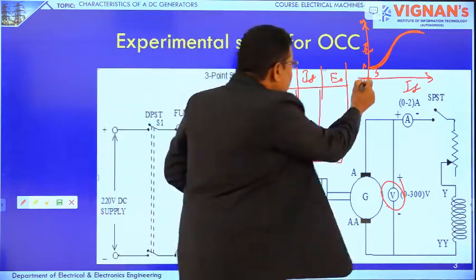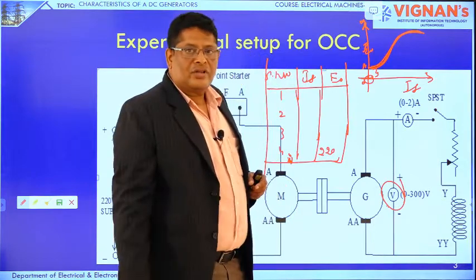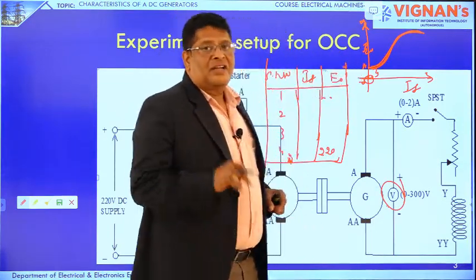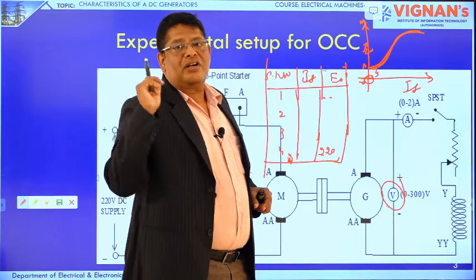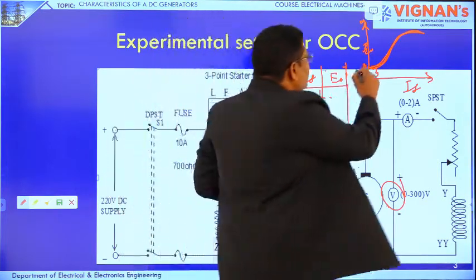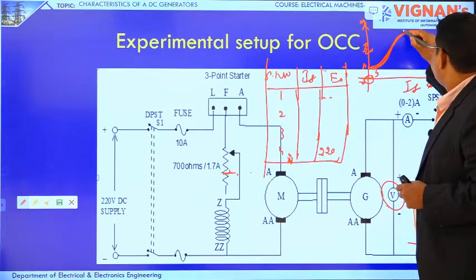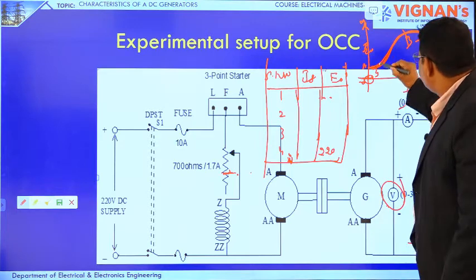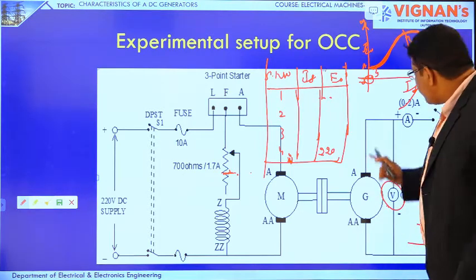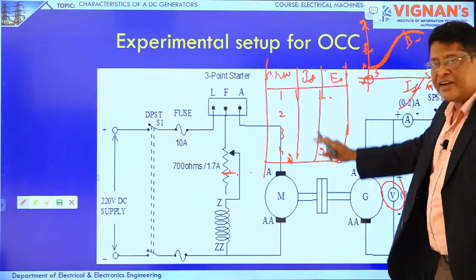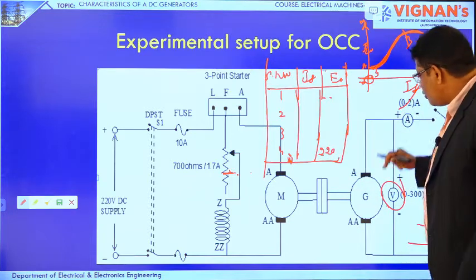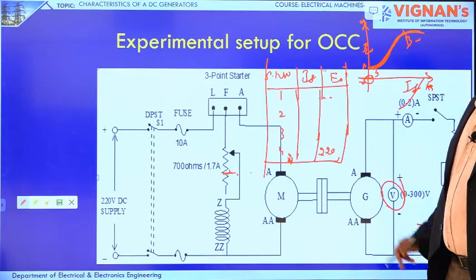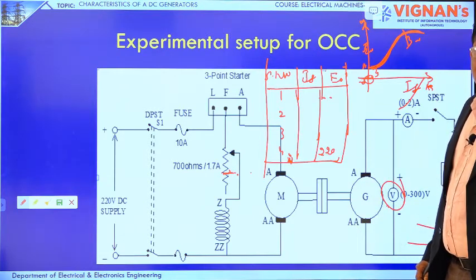See here, the field current is 0, but there is some amount of voltage in the generator. That is because of the residual flux. From point A to point B, in this region, as the field current increases, the voltage induced in the generator also increases.